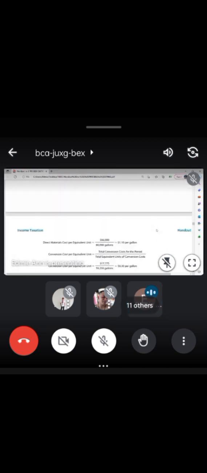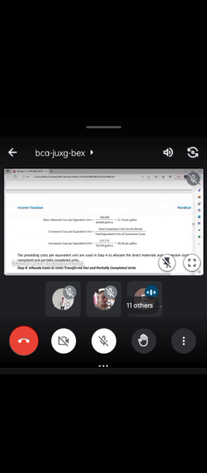What about conversion? Pila gali to ang cost per equivalent unit? 0.30, ma'am. Okay, 0.30. Ang 0.30 gikan to siya sa kanihang 17,700 conversion cost for the period divided by the total equivalent units for conversion nga 59,250.